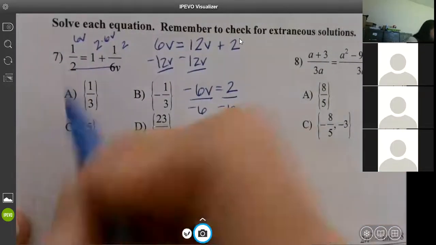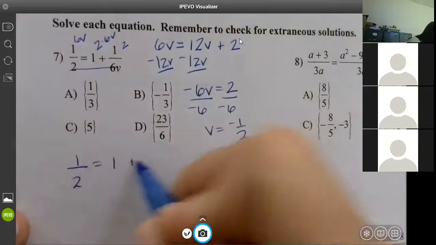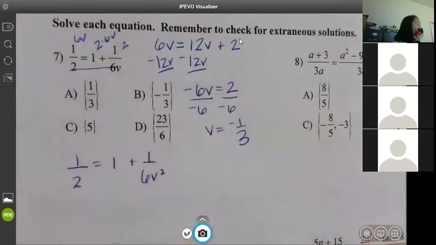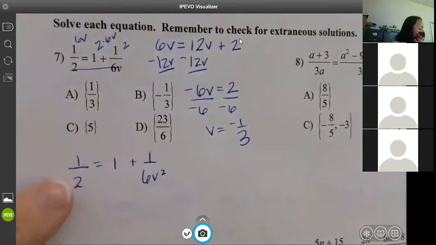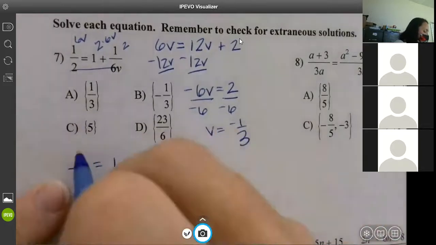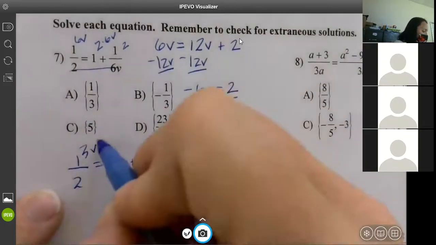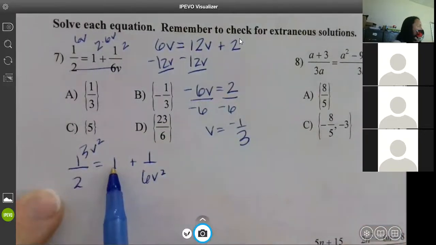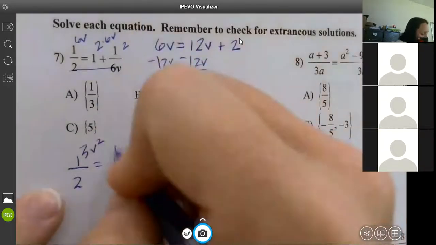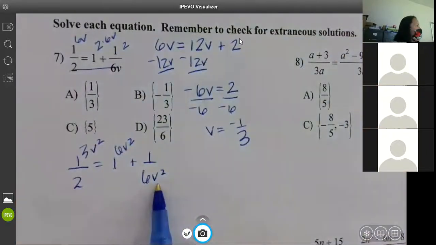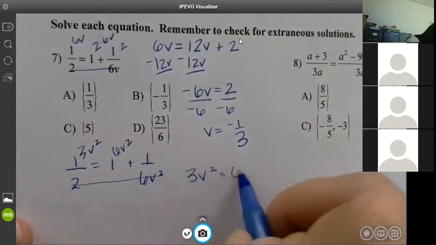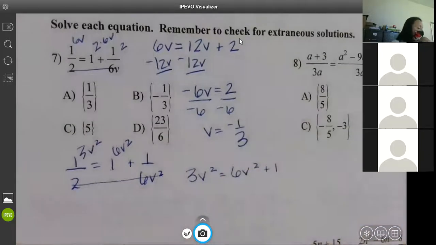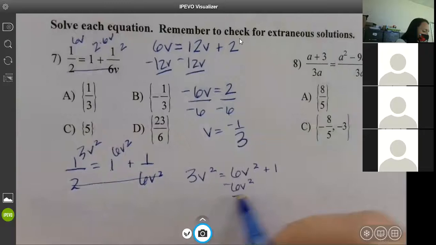Now, you guys said, I'm going to show you how we were talking about it before. Our common denominator would be 6v squared. What would this one need to get 6v squared? What do I multiply by 2 to get 6v squared? 3v squared. What do I multiply by this to get a 6v squared in the denominator? Then this one already has it, so I don't do anything. There's my denominators. So I get 3v squared equals 6v squared plus 1. Subtract your 6v squared.